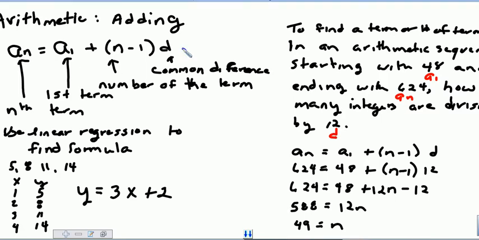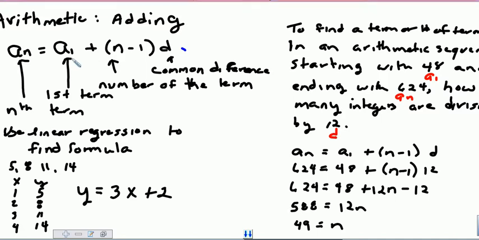This d that we see right here is the common difference. That means it is the number that you're adding over and over again. In the example I gave you a minute ago where we were adding 3, the d would be 3. N minus 1, n is the number of the term that you're looking for. If I'm looking for the 5th term, that's 5. If I'm looking for the 10th term, that's 10.